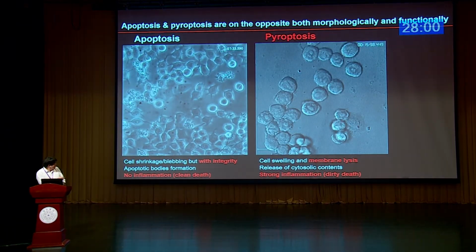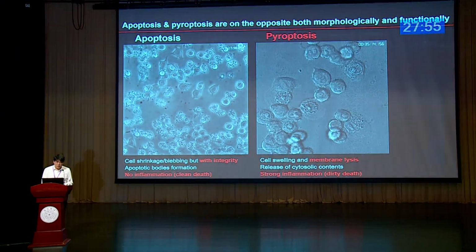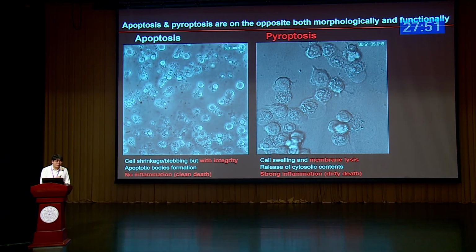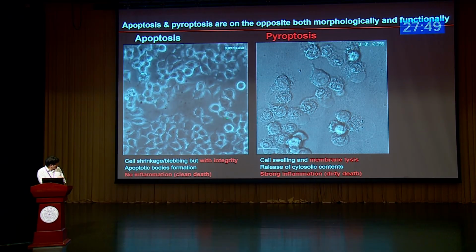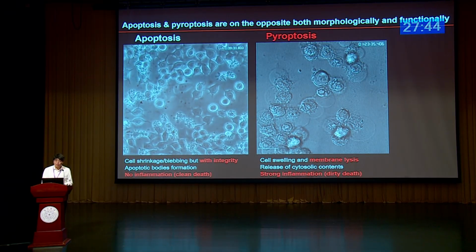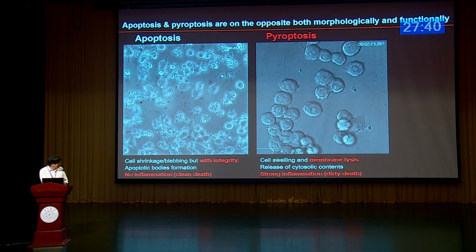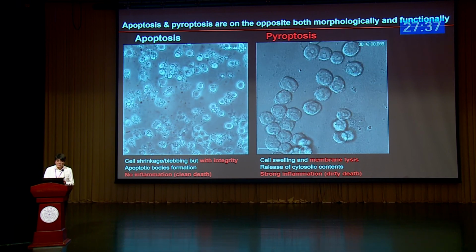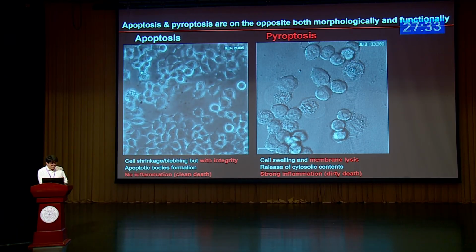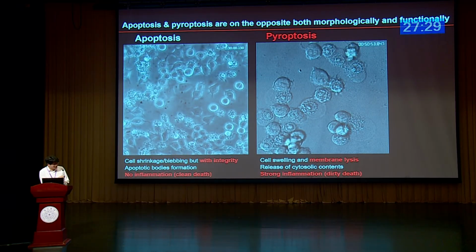As you see, apoptotic cells will shrink and maintain plasma membrane integrity and form apoptotic bodies, with PS flipping from the inner leaflet to the outer leaflet that serves as the eat-me signal for macrophages to engulf apoptotic cells. However, for pyroptosis, we have swelling and membrane lysis and release of cytosolic contents. So you can see that morphologically and function-wise, apoptosis and pyroptosis are opposites.